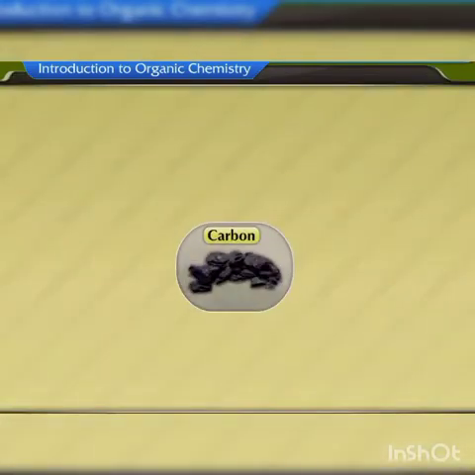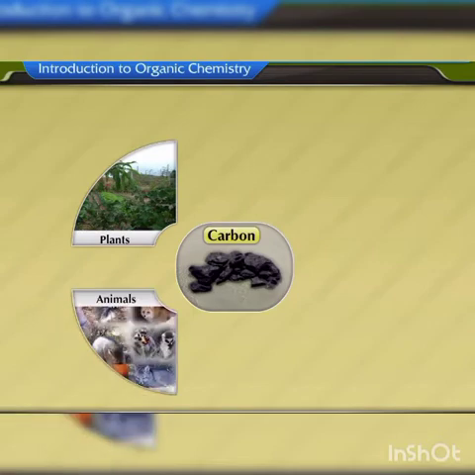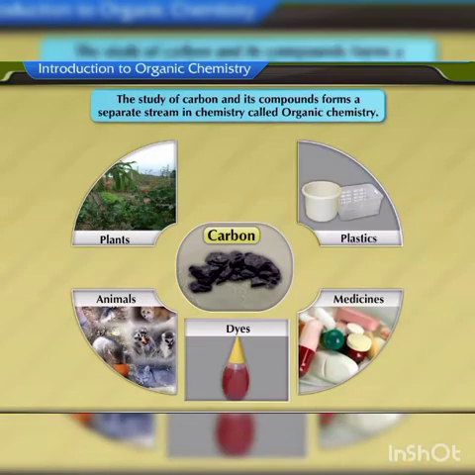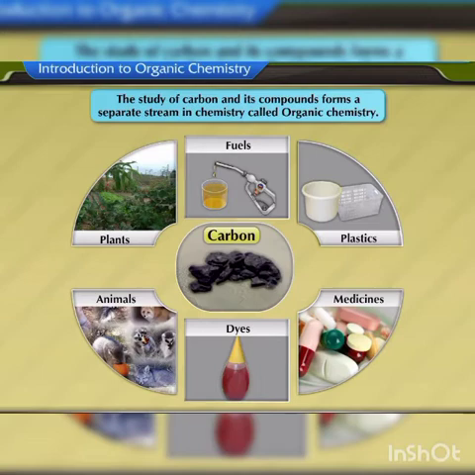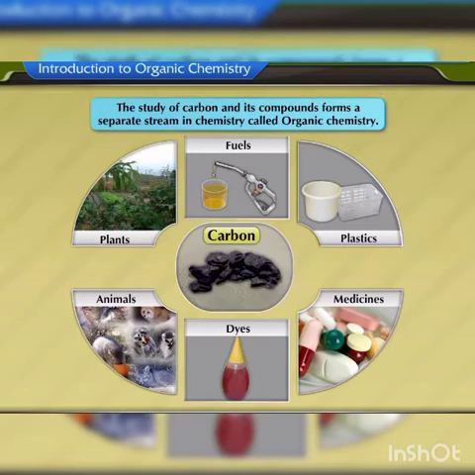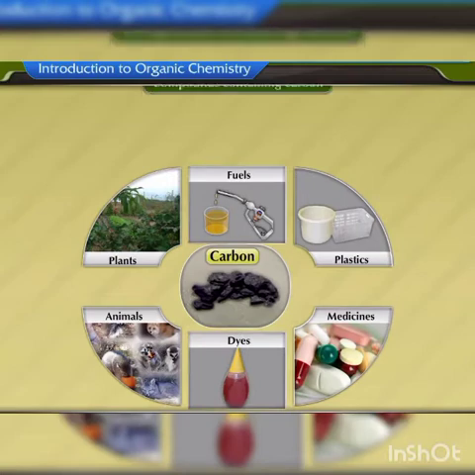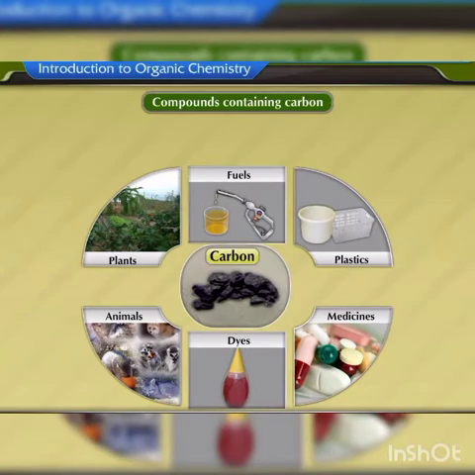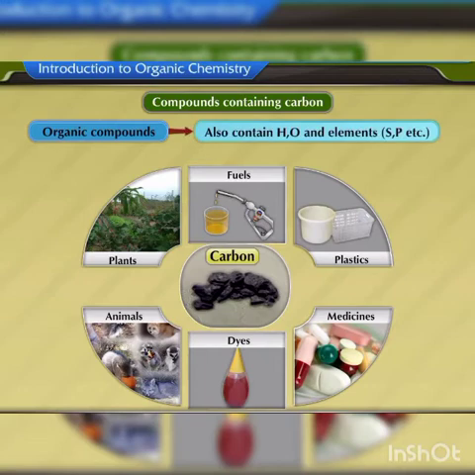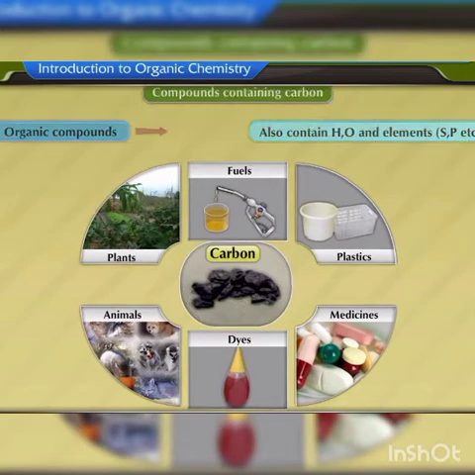Carbon compounds are so widely distributed that the study of carbon and its compounds forms a separate stream in chemistry called organic chemistry. Thus, the compounds containing carbon are called organic compounds. Apart from carbon, most of the organic compounds contain hydrogen, oxygen, and other elements.